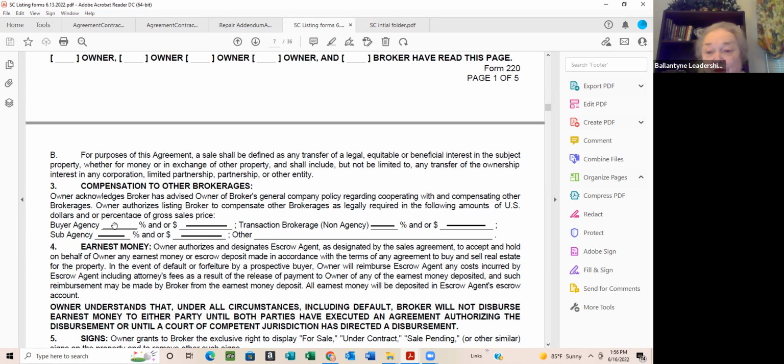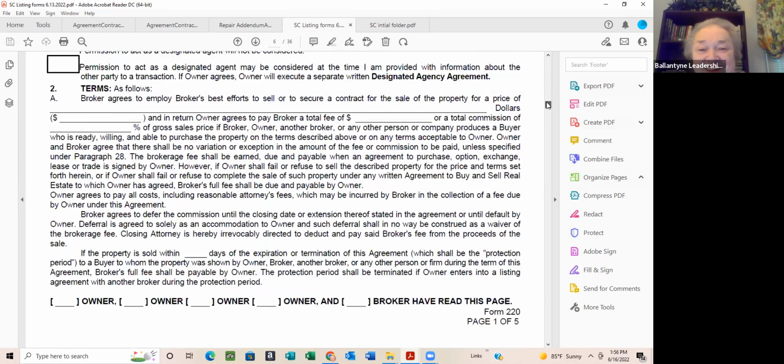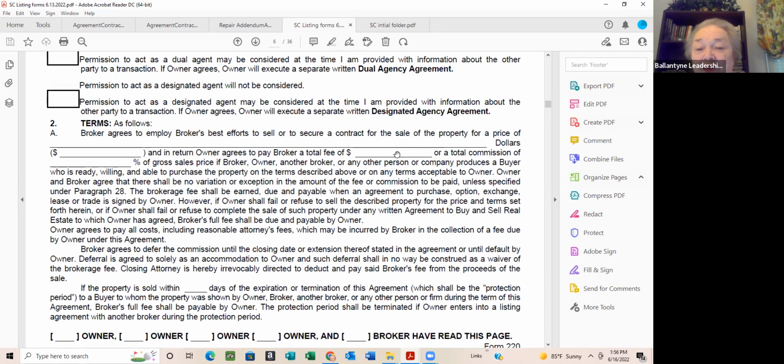So okay, back to page 1 here. We're not getting very far very fast, are we? We're covering a lot of ground though. All right, so right here, you're not going to put a dollar amount. Remember, we work in percentages. We do not work in a dollar amount. So this is where you would put the 6% or 5% or 8%, whatever you agree with your seller.